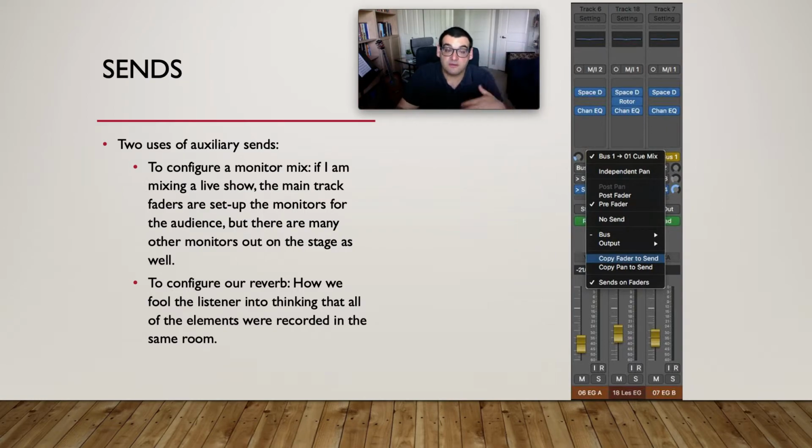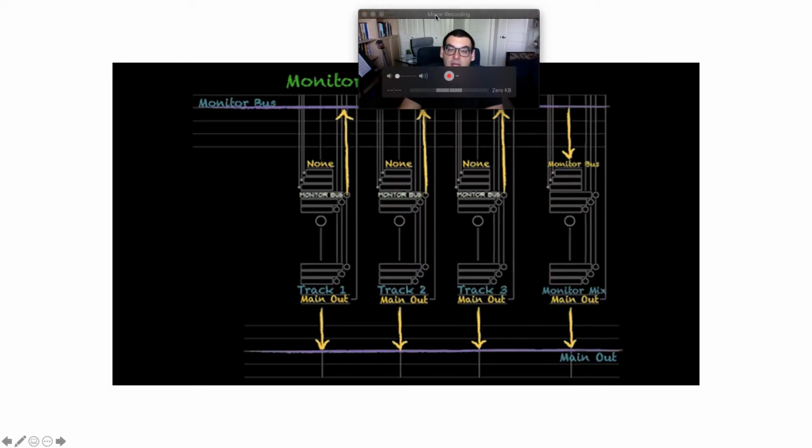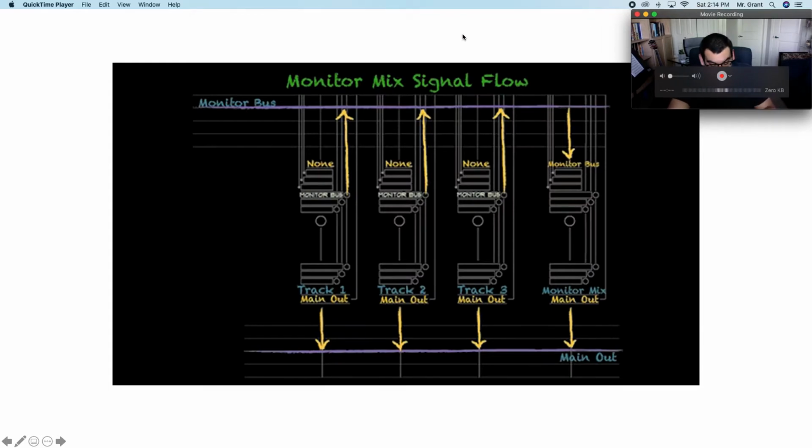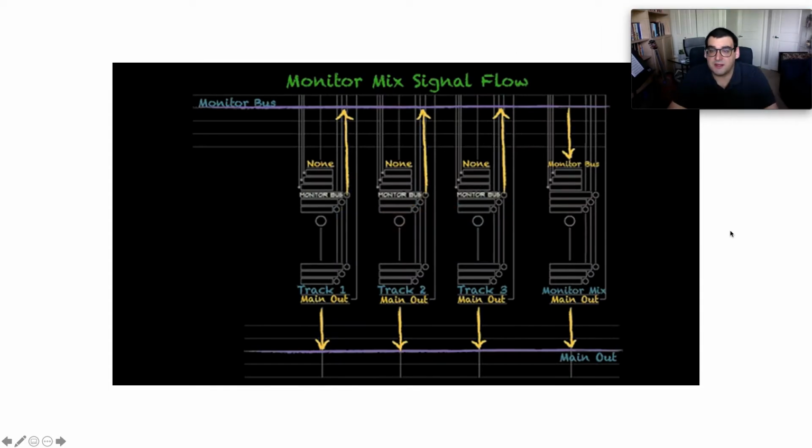But you can also configure your aux sends to reverb. This is how we can fool the listener into thinking that all of the elements were recorded in the same room. Especially when it's a digital audio recording, it's really good to set up your aux sends as reverb to give that kind of sound feedback as if you're in a big, large room, rather than in a small little studio. Okay, and then the two different types, remember: the monitor mix and the reverb.